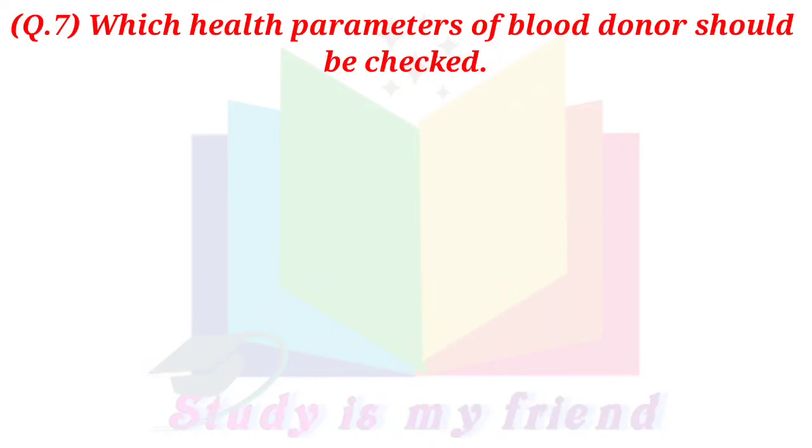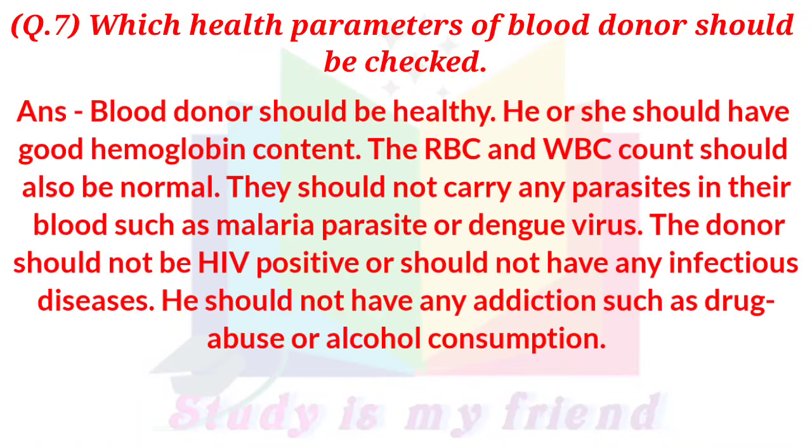Question 7. Which health parameters of a blood donor should be checked? Answer. The blood donor should be healthy. He or she should have good hemoglobin content. The RBC and WBC count should also be normal. They should not carry any parasites in their blood, such as malaria parasite or dengue virus. The donor should not be HIV positive or have any infectious diseases. He should not have any addiction such as drug abuse or alcohol consumption.